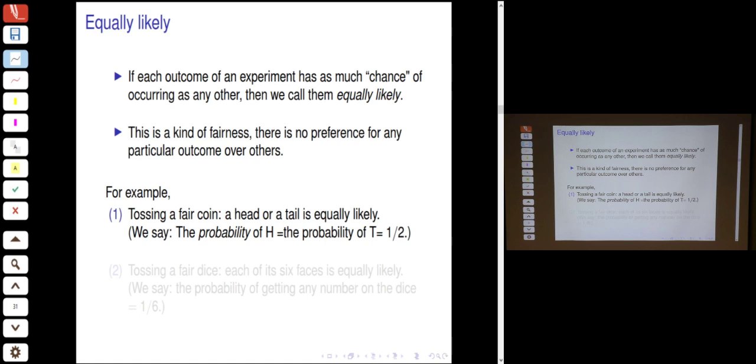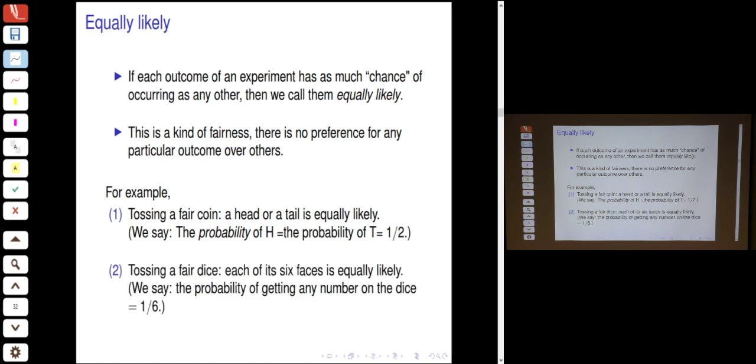Okay, so here, tossing a fair coin, a head or a tail is equally likely, right? So now we want to introduce the mathematical way. So you say the probability of head is equal to the probability of tail, which is half, right? Or you toss a dice. So each of the 6 faces is equally likely. So we'll say the probability of getting any number on the dice is 1 out of 6.